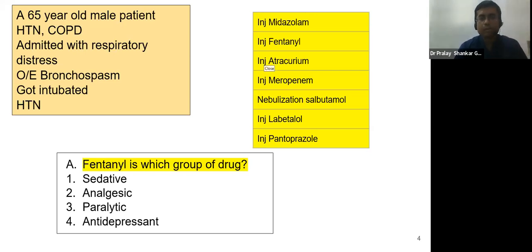Yeah, so most of the answers are 1, but actually fentanyl is used as an analgesic. You can easily find this as a prescription in post-surgical patients who are having pain. So fentanyl is a narcotic and it acts as an analgesic. It has very minimal effect of sedation, but in high dose it can cause sedation, but its main use is analgesia. Fine, so we'll move to our next question.